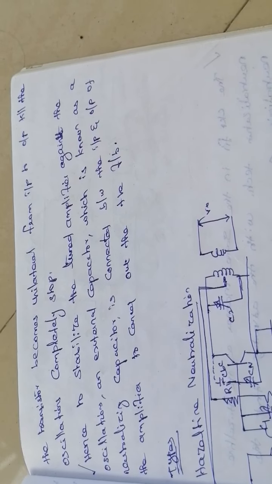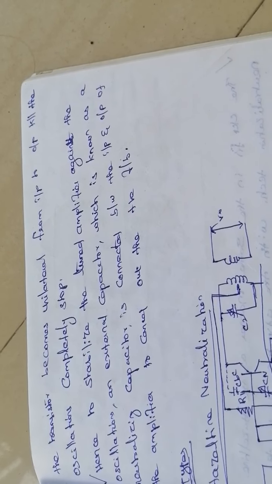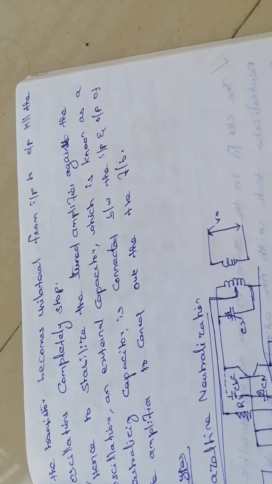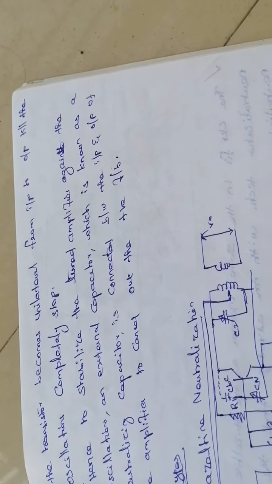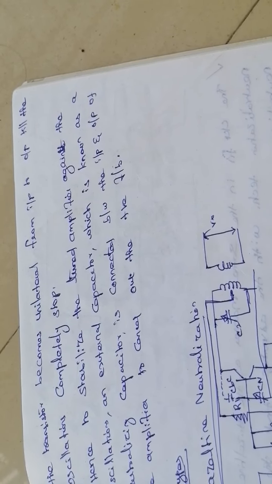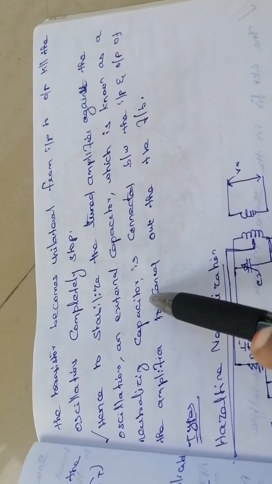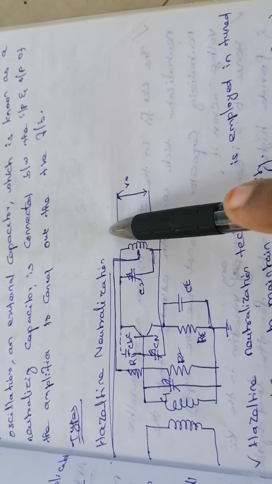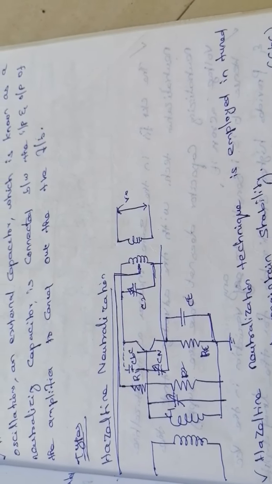Due to the internal capacitance, the amplifier circuit breaks into oscillations at some frequency. So we eliminate its effect by adding one more capacitance with the same amplitude and opposite phase. That capacitance is called the neutralizing capacitor. The types of neutralization are Hazeltine neutralization, Neutrodyne neutralization, and one more. Let's see them one by one.